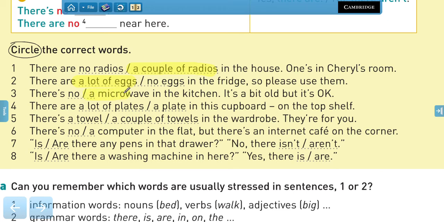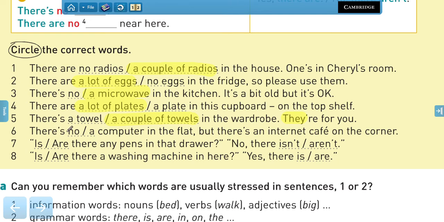There is a microwave in the kitchen. It is a bit old, but it is okay. Number 4, there are a lot of plates in this cupboard on the top shelf. There are a lot of plates in the cupboard. 5, there is a couple of towels in the wardrobe. They are for you. So by they, we're assuming that we're talking about plurals. A couple of towels.